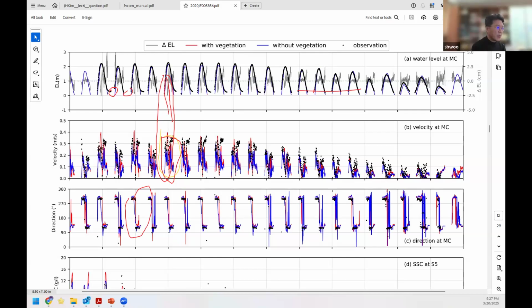So, Professor Chen, are you saying that the vegetation effect on the flow was different for flood and ebb? Yeah. Why would it be different?